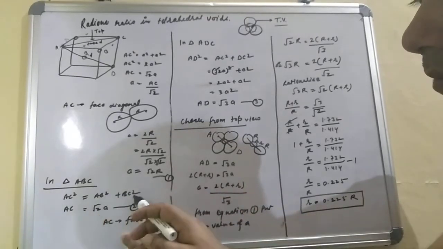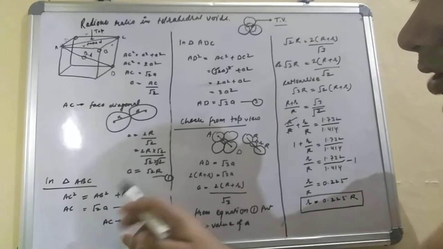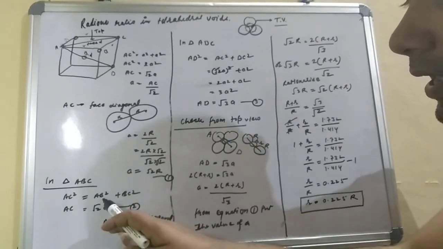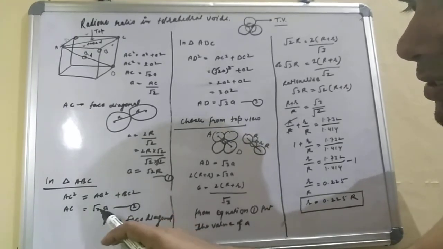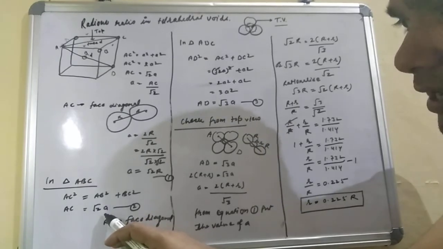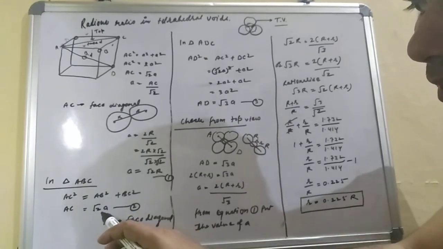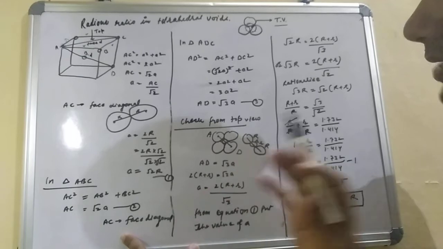AC square is equal to AB square plus BC square. AC is equal to the square root of a square plus a square, that is root 2 a. This will come out as root 2 a. According to Pythagoras theorem, AC is the face diagonal.